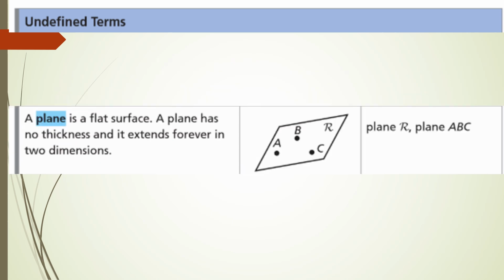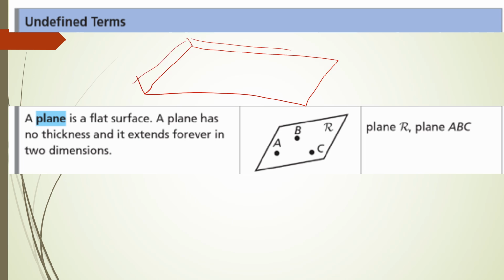A plane is a flat surface, and again there is no dimension. So you don't know how long a plane could be, how thick a plane could be, how thin a plane could be. It's actually a flat surface. If you don't know the dimensions of anything, you will keep it in the category of undefined terms.